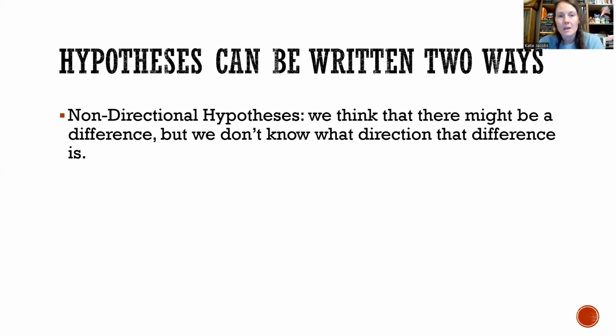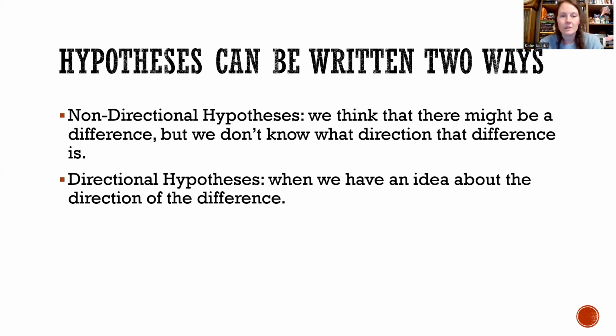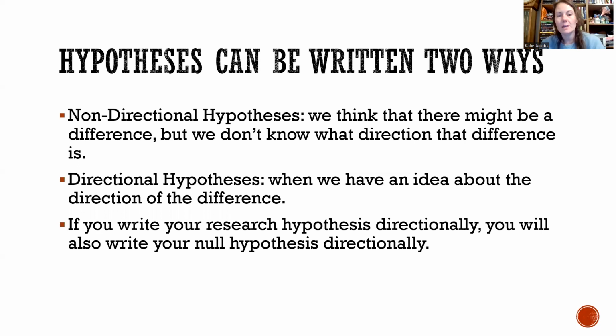Okay, so again, we can write our hypotheses two ways. If we write our hypotheses non-directionally, we think there might be a difference. We just don't know where the direction of that difference is. If we write our hypotheses directionally, this is when we have an idea if a group will be either larger than another group or if a group will be smaller than the other group. So again, if you write your research hypothesis directionally, you also write your null hypothesis directionally.